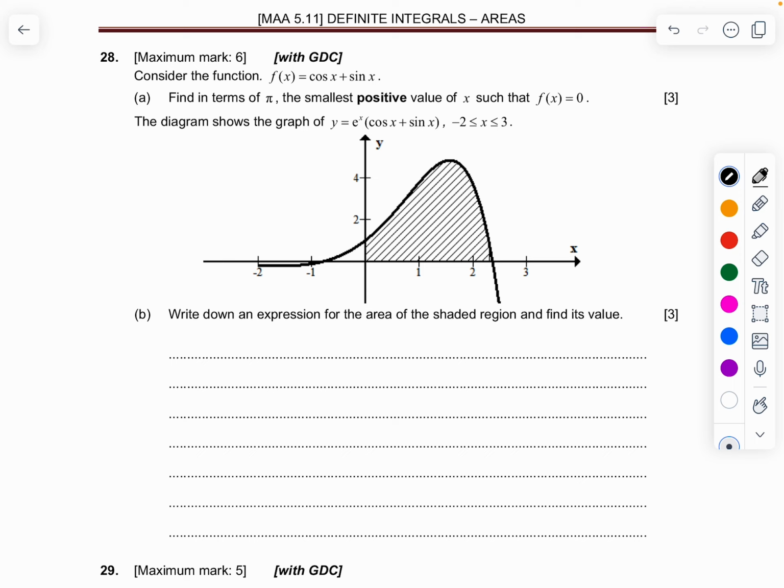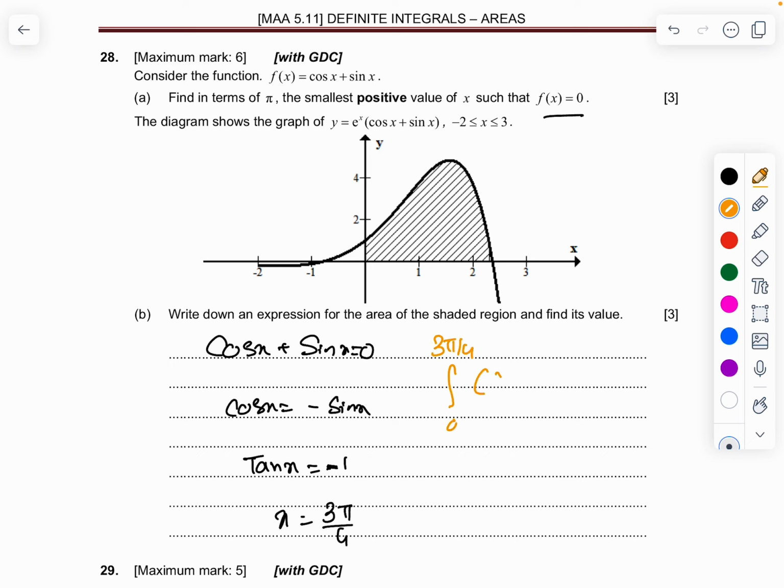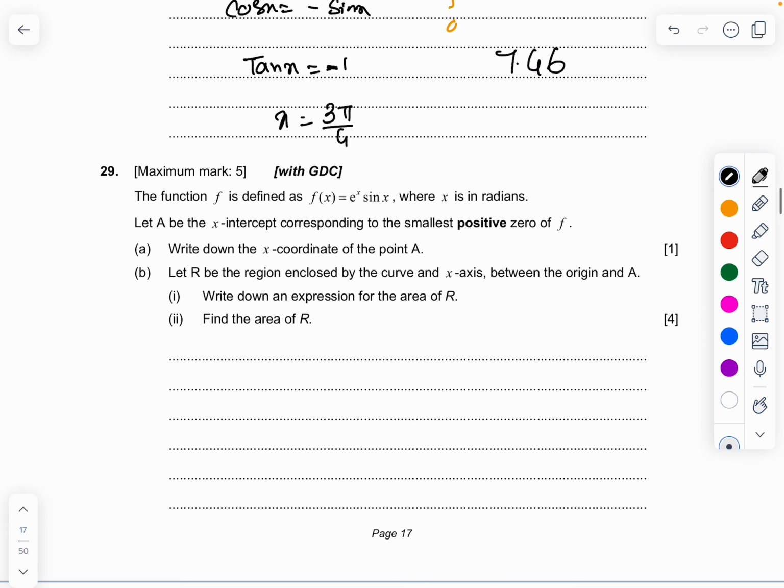Now f of x equals 0, so cos x plus sin x equals 0. So cos x equals minus sin x, so tan x equals negative 1. So x equals 3 pi by 4 from the calculator. Now I am going to find the area from 0 to 3 pi by 4 of e power x times cos x plus sin x dx. Using a calculator, you will get 7.46.